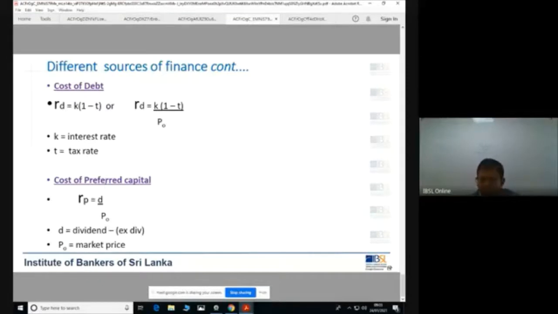Preference shares, of course, are direct. If the examiner gives it to you separately, you can take it. Right? Straightforward calculation.